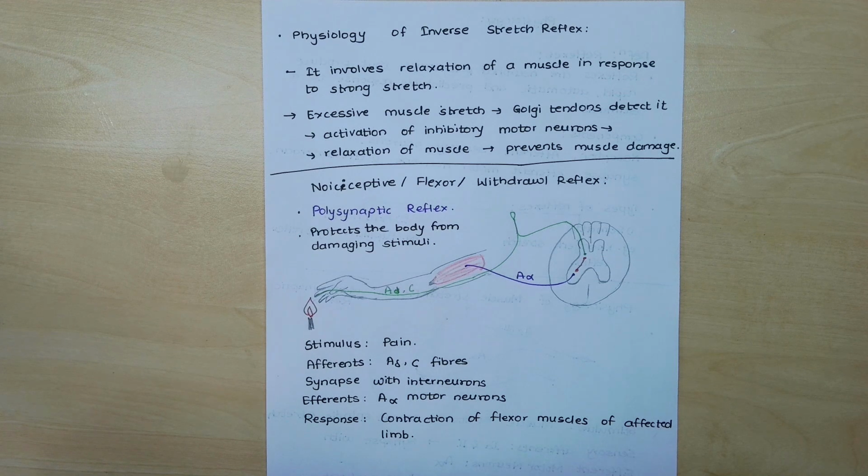Now, what is inverse stretch reflex? It involves relaxation of a muscle in response to a strong stretch. So when there is excessive muscle stretch, the Golgi tendons detect it. It leads to activation of inhibitory motor neurons. It leads to relaxation of the muscle and prevents the muscle damage.